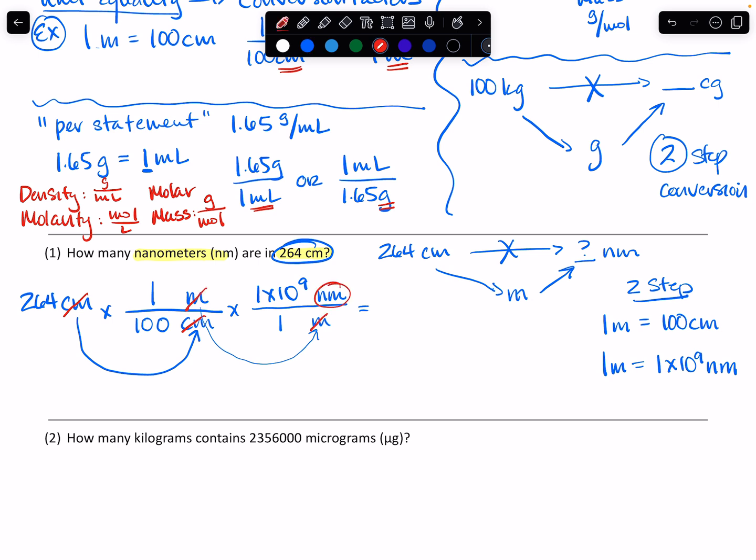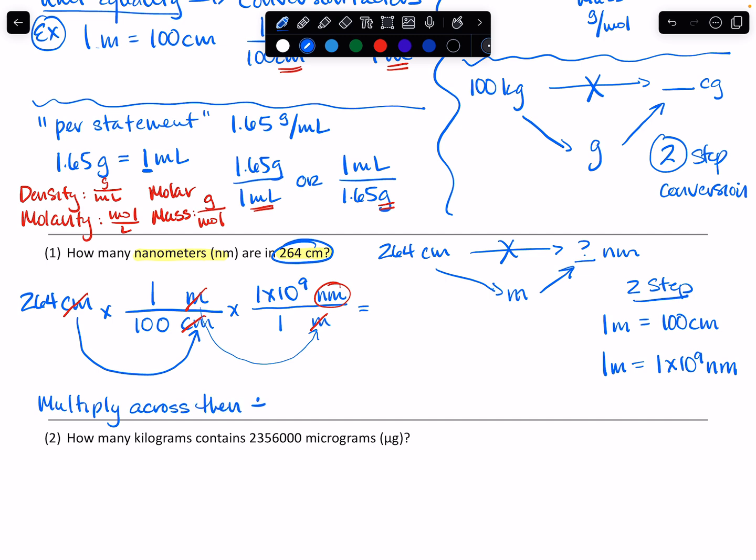I'm left with units of nanometers, which is what the problem asked me for. All right. So now what do I do in terms of the mathematics? I like to multiply across the top. So in other words, in my calculator, I'm going to say 264 times 1 times 1 times 10 to the ninth.